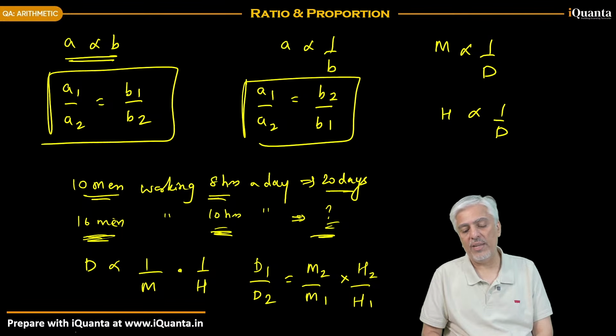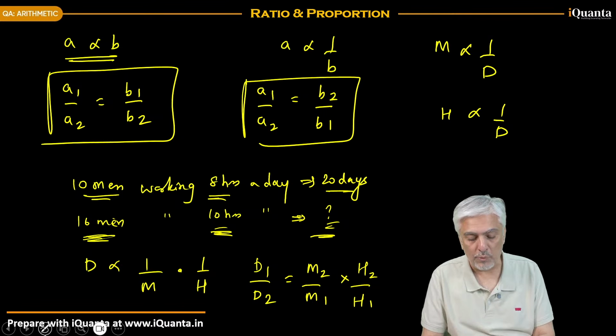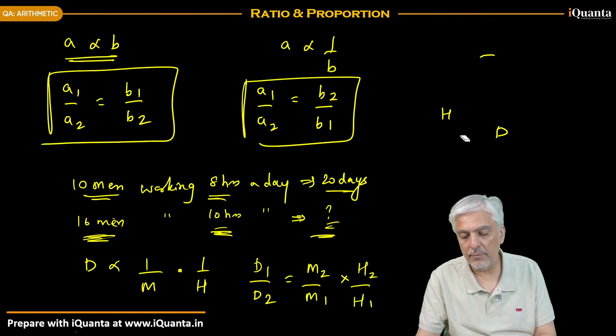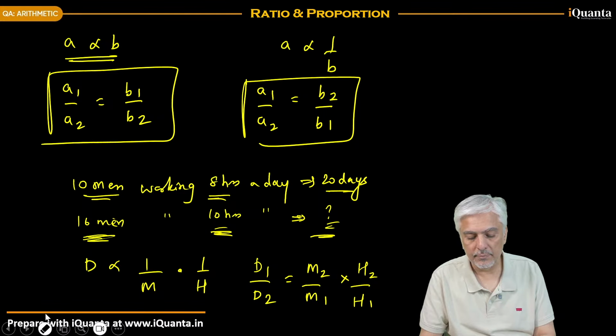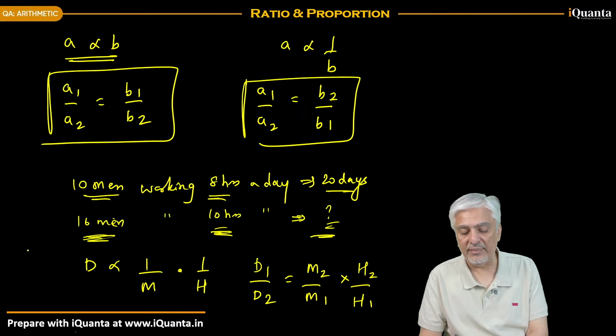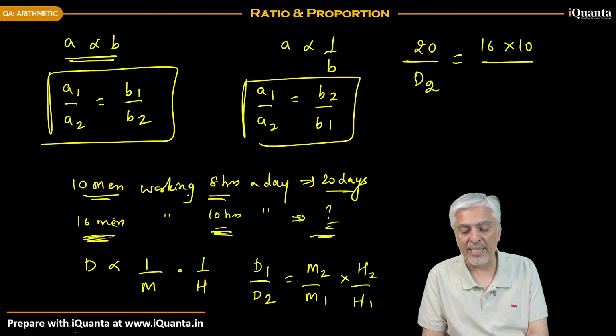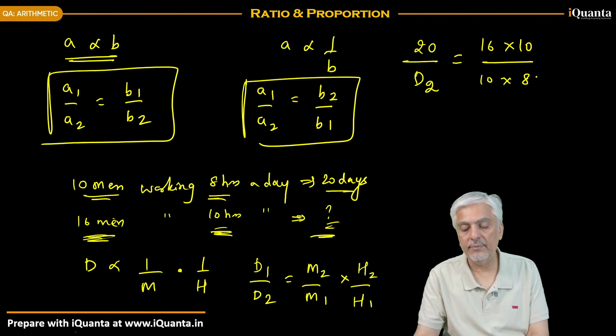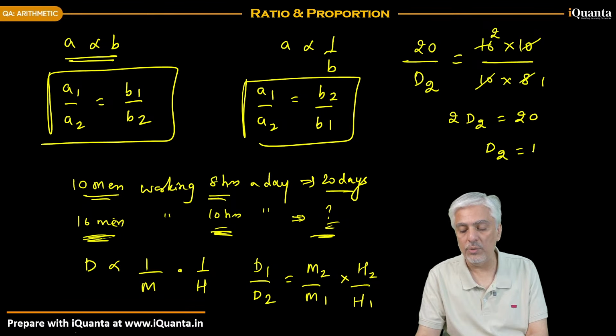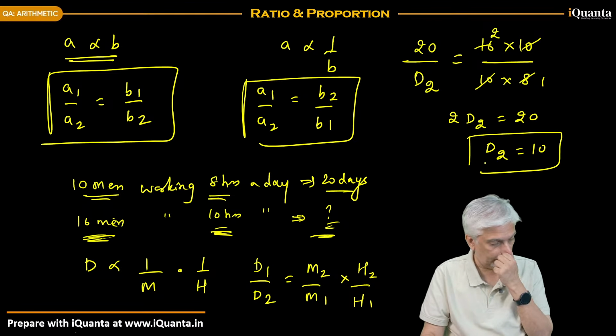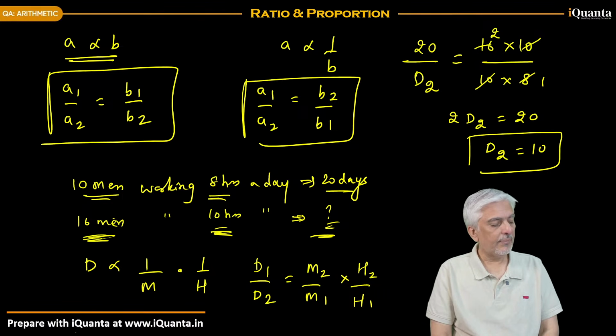And then you can solve it in the same way. You will get the answer is 10 days. I'll show the solving also. D1, I know is 20 days. D2, I want to find. M2, H2 are 16 and 10. M1, H1 are 10 and 8. 10, 10 cut. 8 ones are 8, 2 twos are 16. 2D2 is equal to 20. D2 is equal to 10. Everybody clear?